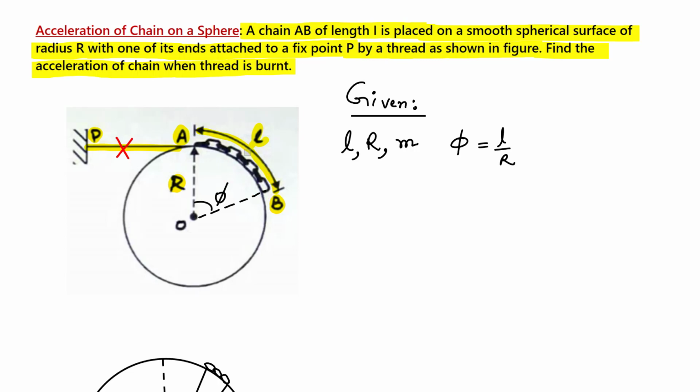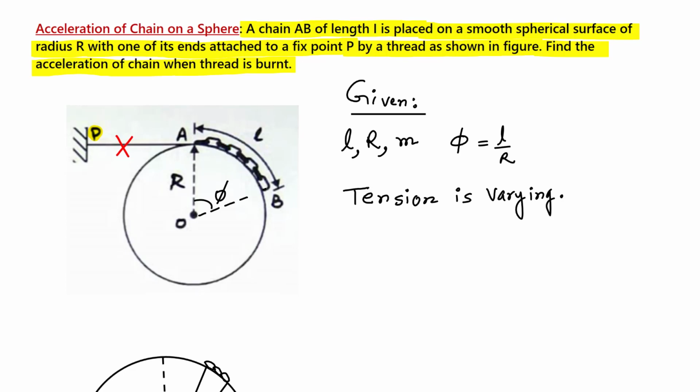We can say in this case tension is changing with theta. So I have one observation, that tension is varying. So tension is not constant. So let us try to analyze a small mass. What we will do is take a mass dm here and analyze this mass. So a small mass dm at angle theta.